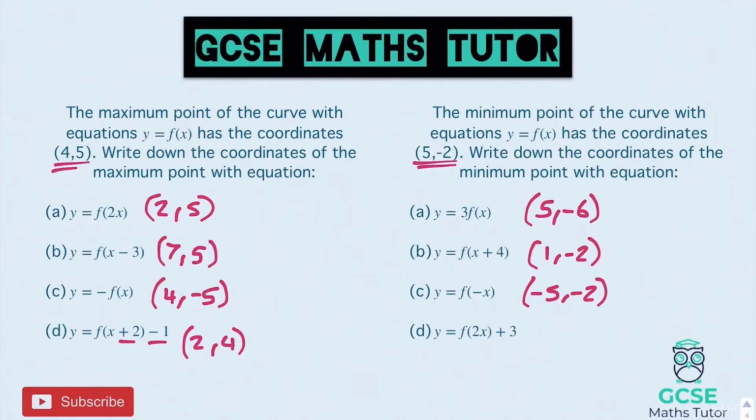And on to the last one here, 2 transformations. We've got dividing the x coordinate by 2 and adding 3 to the y coordinate. So the x coordinate is 5, divide that by 2 is 2.5, and then adding 3 to the y coordinate sends it from minus 2 up to positive 1, so it's 2.5, 1. Right, let's have a look at sketching some of these.